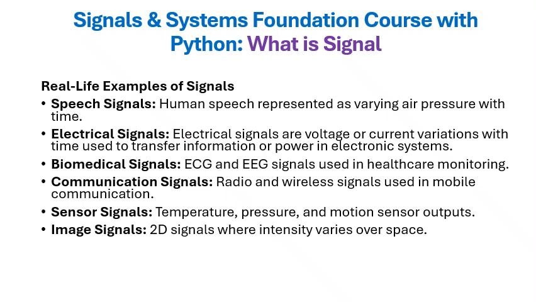Similarly, other domains are, for example, biomedical signals. Biomedical signals can be ECG and EEG, etc. They are used in healthcare monitoring systems. Similarly, we have communication signals. They are radio and wireless signals used in mobile communication. We also have sensor signals, for example, temperature, pressure, and motion sensor outputs. Another example is the image signal, which is a 2D signal where intensity varies over space.